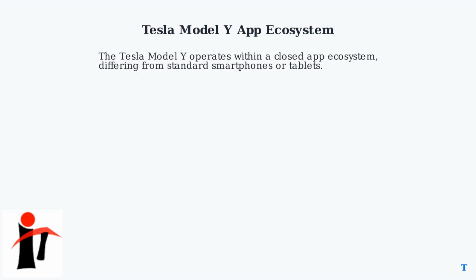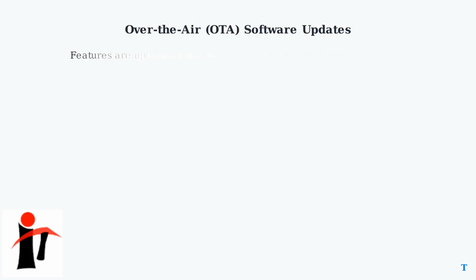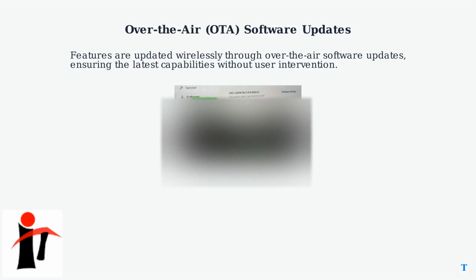The Tesla Model Y operates within a closed app ecosystem, differing from standard smartphones or tablets. It does not support third party app downloads from conventional app stores like Google Play or the App Store. Instead, it relies on pre-installed features for navigation, media, and utilities that are part of the system's firmware. Features are updated wirelessly through over-the-air software updates, ensuring the latest capabilities without user intervention.